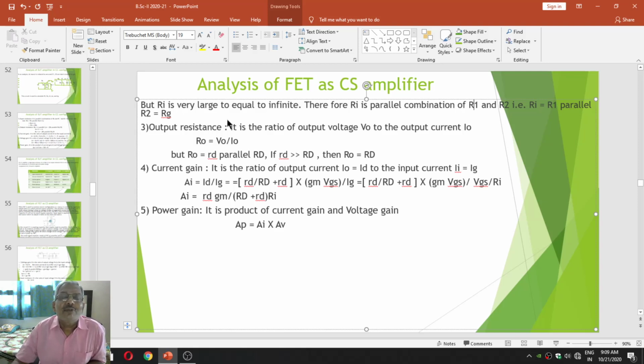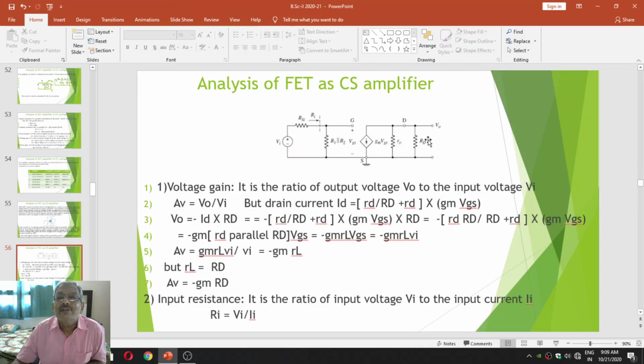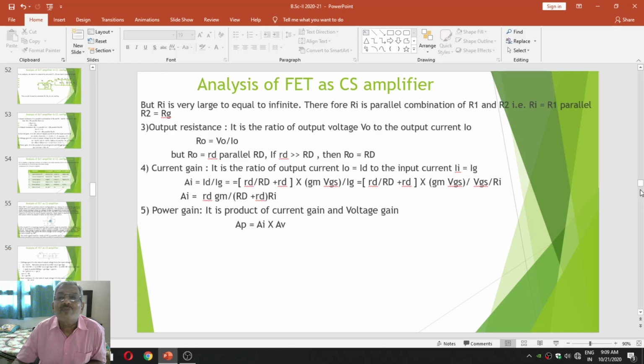Now the output resistance, by the definition, is the ratio of output voltage Vo upon output current Io. So Ro is equal to Vo upon Io. But technically, from the diagram we can say Ro is equal to small rd parallel to capital RD. Look here, from the diagram we can write small rd parallel to capital RD. If small rd is greater than capital RD, then Ro we can write as capital RD. This itself is its output resistance.